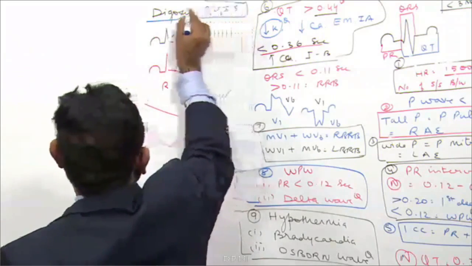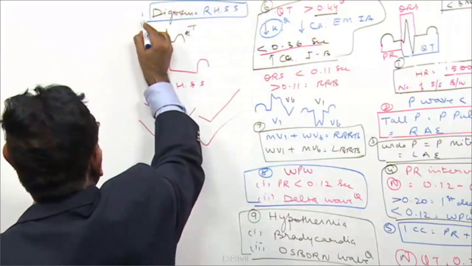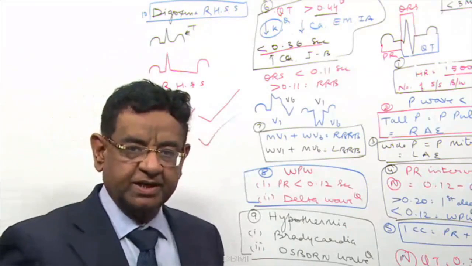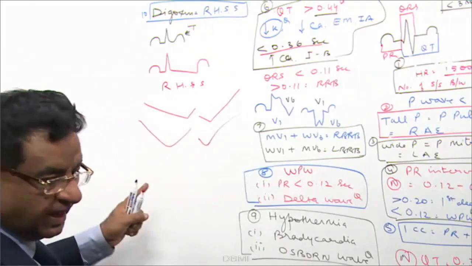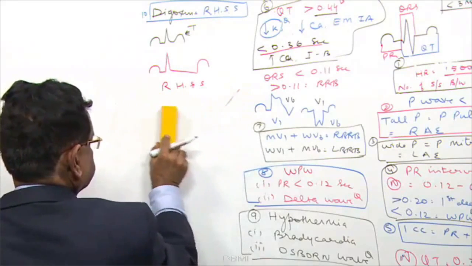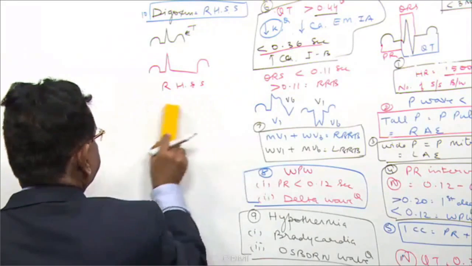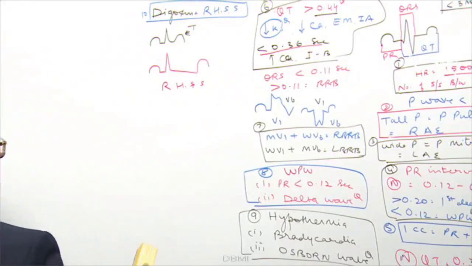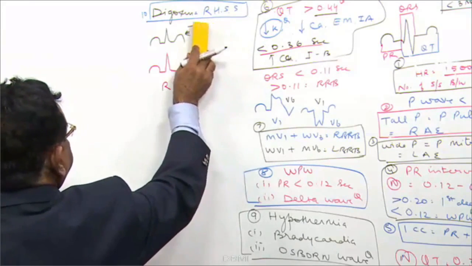This is box number 10. Reverse hockey stick sign. I hope you have drawn it. So remember, actually ST segment depression is there. Okay, I can rub it out now.